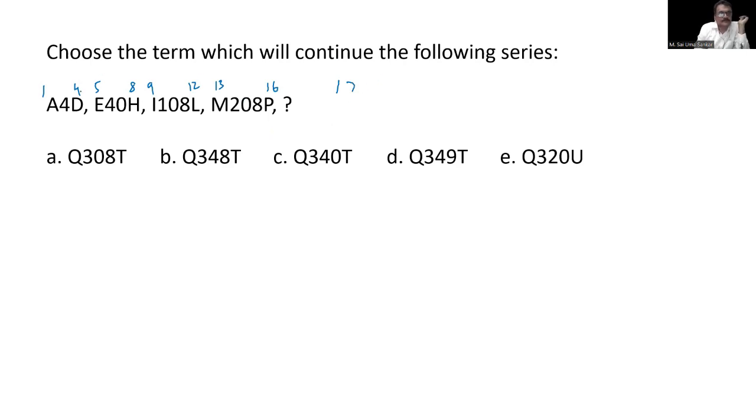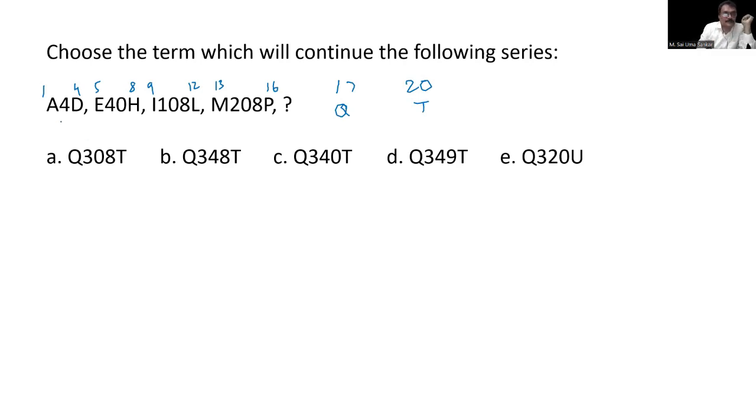Now, what is the next one? The difference between 1 and 4, that is equal to 3. The difference between 5 and 8, 3. The difference between 9 and 12, 3. 13 and 16, 3. 17 and 3, that is equal to 20. What is the 17th letter? That is Q. What is the 20th letter? That is equal to T.